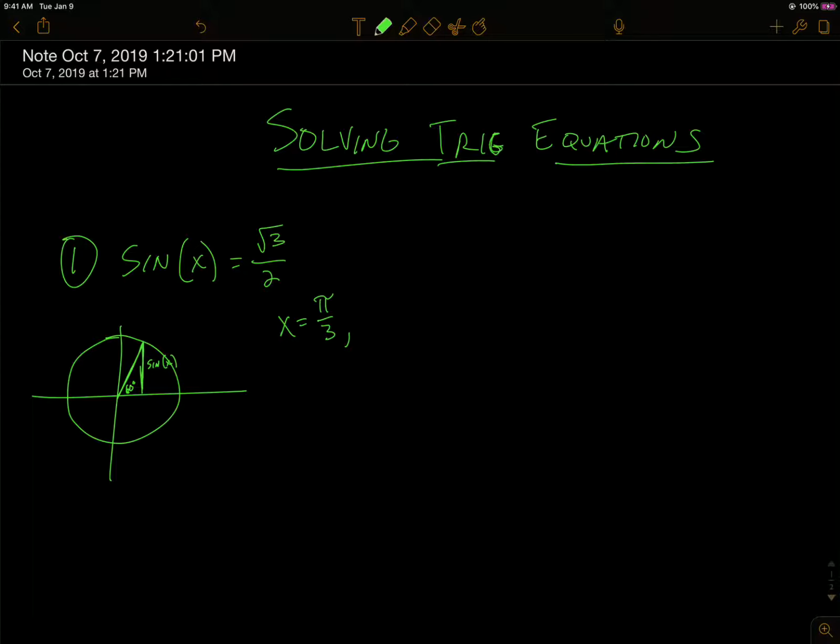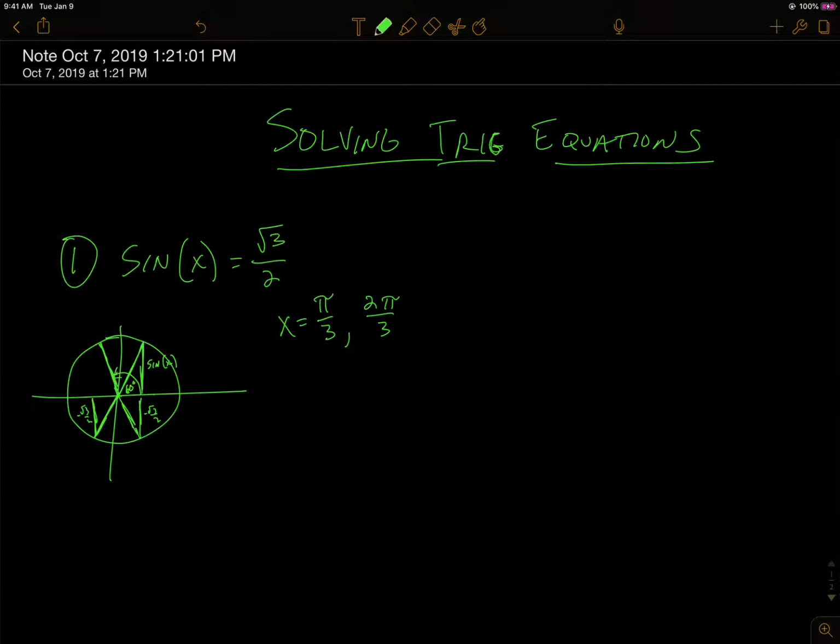Now that's not the only angle that has that sine value of root 3 over 2. We also have this angle here, which is going to be 120 or 2 pi over 3. Then we also have this one here. That's going to have this big y value as well, root 3 over 2, but it's negative, so that is not a choice. Then we also have this one down here, and it's also negative, so we're not going to use those angles, but we can keep going around.